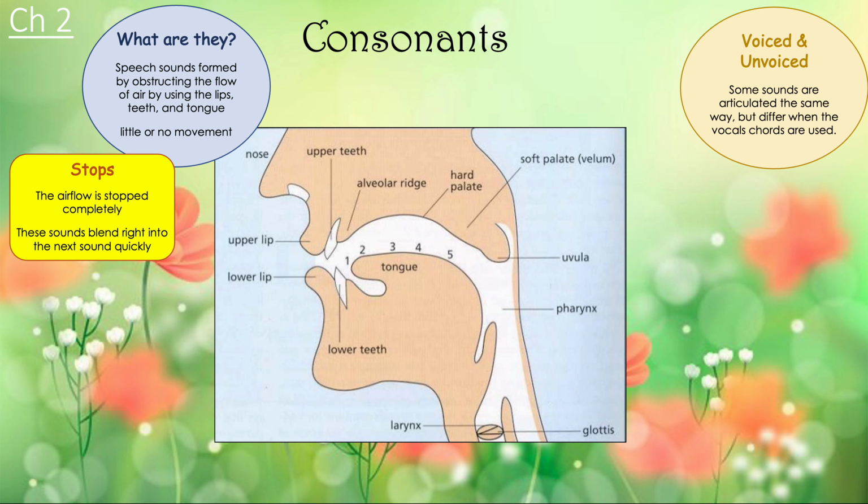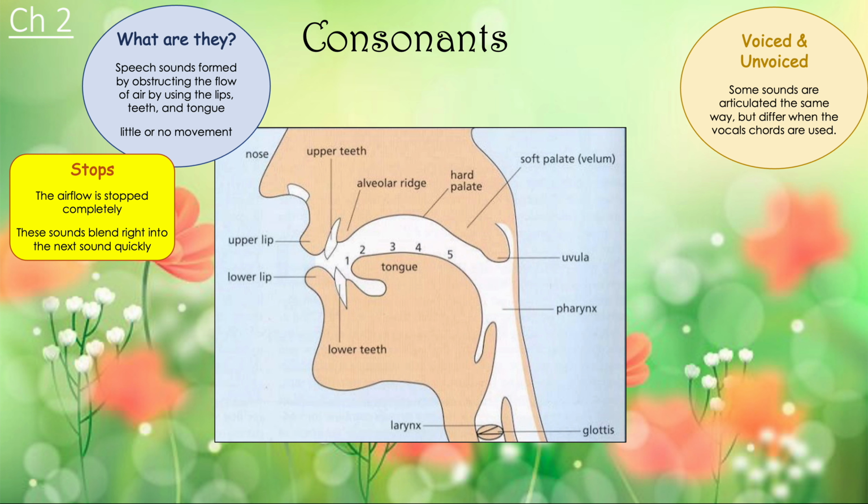So let's start with stops. A stop is when the airflow is completely stopped. We are going to cease to make the sound. Now, we may start the method of articulation in different places, but we know the sound will stop, and they're very short sounds. The unique thing about these stops is that they will go right into the next sound so quickly in articulation when we're co-articulating, because they are such a short sound and we have disrupted the airflow.